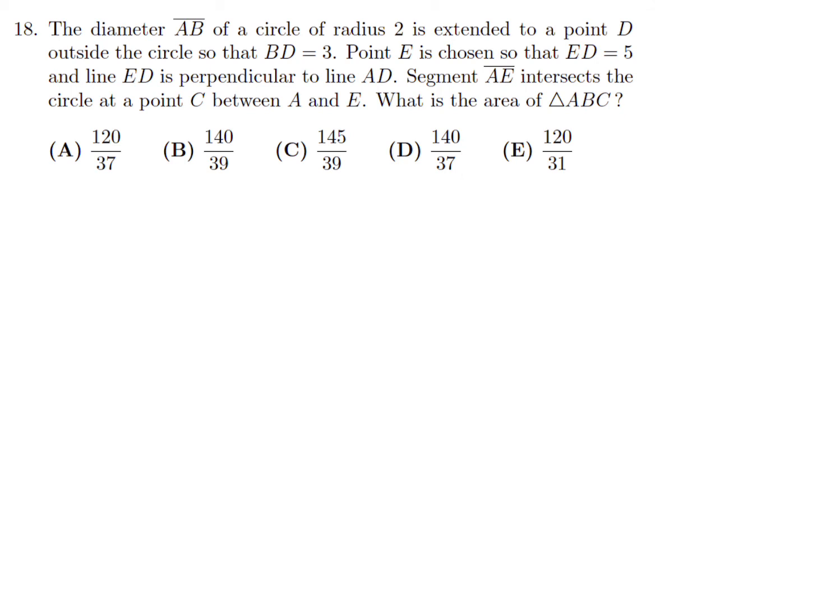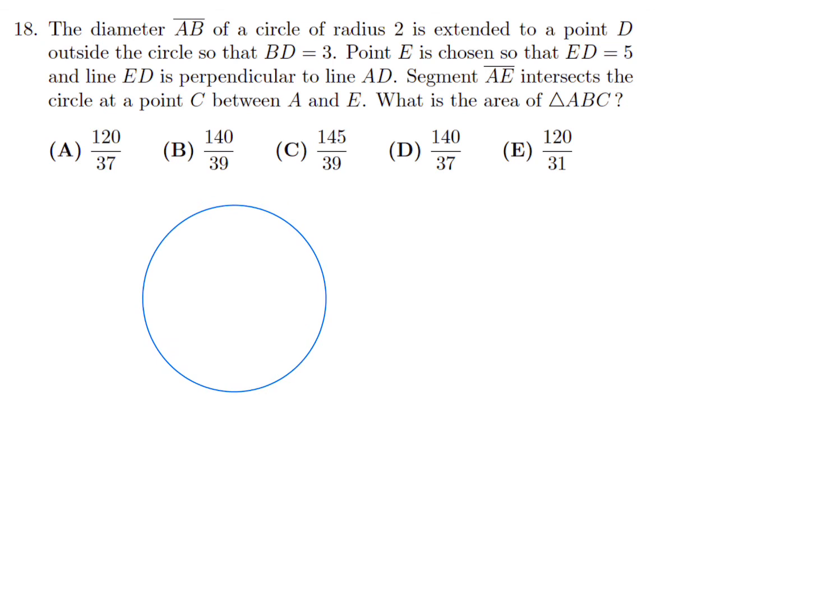The diameter AB of a circle of radius 2 is extended to a point D outside the circle so that BD is 3. Point E is chosen so that ED is 5, and line ED is perpendicular to AD. Segment AE intersects the circle at point C. What is the area of triangle ABC?